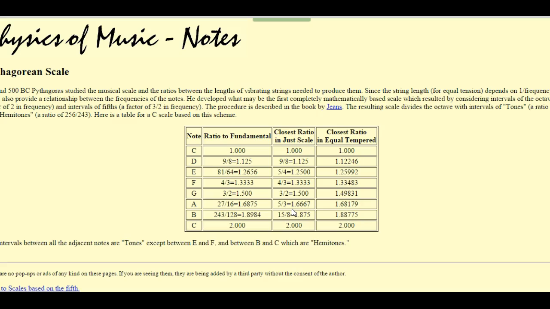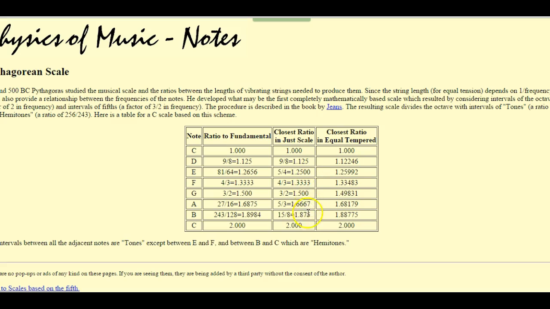The biggest difference is that the Pythagorean scale and the just scale are so close to equal tempered that an untrained ear would have a difficult time hearing the difference. Where you hear the difference is going to be between these last four notes, G, A, B, and C. As you'll notice, if you look at the ratio numbers here, they change more. The changes are bigger in these last few notes.